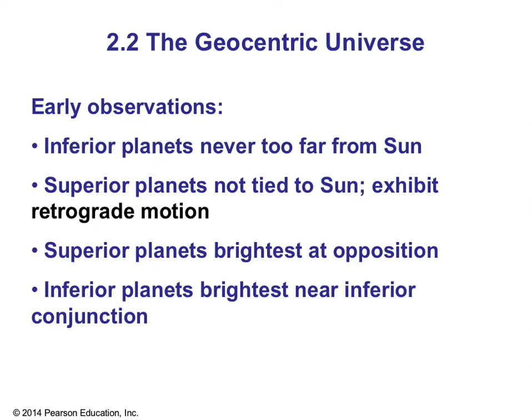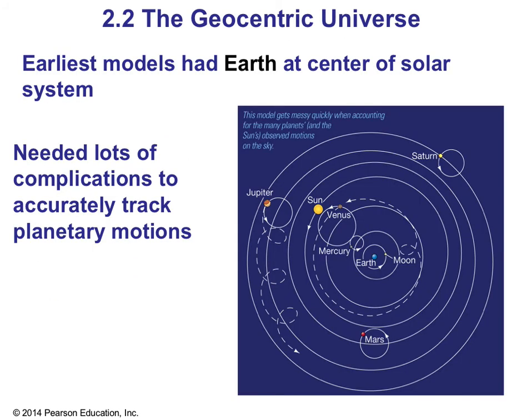They decided that the superior planets were not tied to the Sun, and those are the ones that gave them trouble because those were the ones that would exhibit the retrograde motion over a period of time. They observed that the superior planets were brightest at opposition, and the inferior planets were brightest near inferior conjunction, meaning that they were close to the planet. So, like I said, they had to be creative.